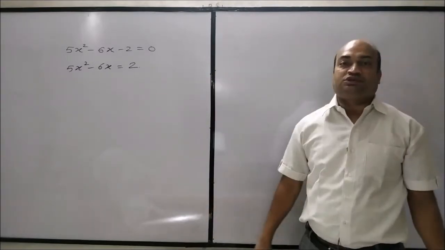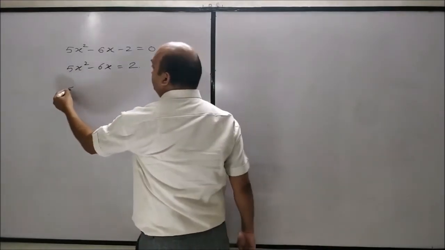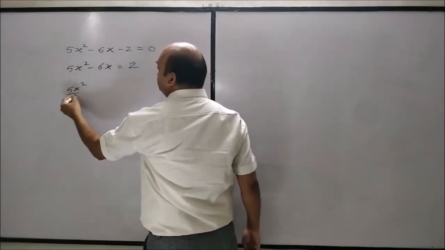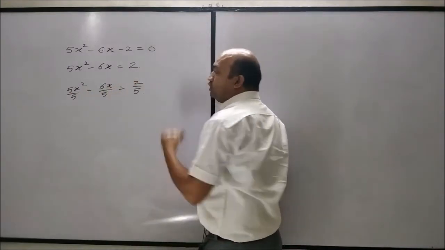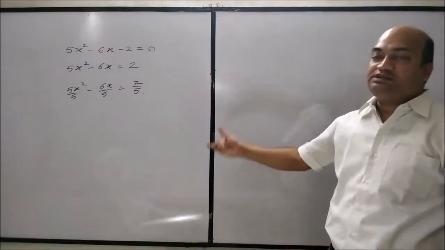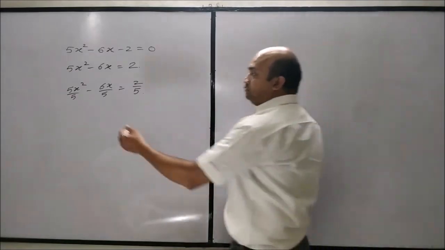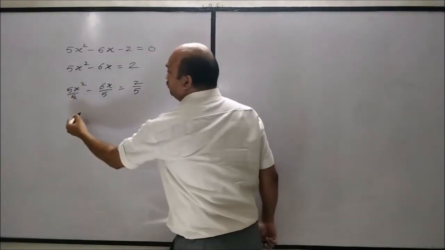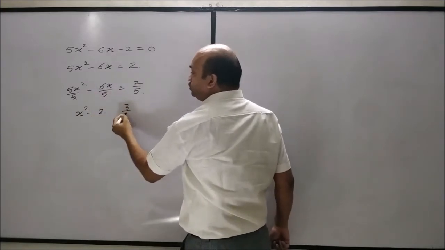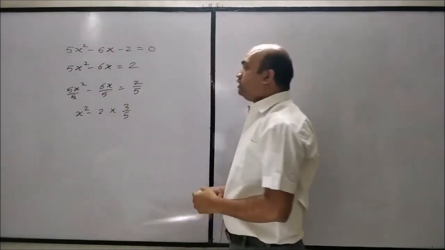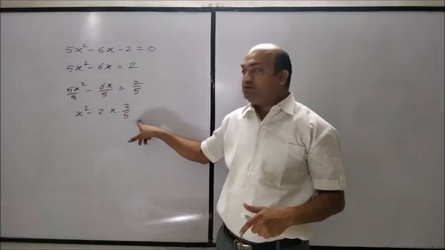Now the complete equation we divide by the coefficient of x square, that is 5. So it will become 5x square by 5 minus 6x by 5 is equal to 2 by 5. All the terms in the LHS as well as in the RHS we divide by 5. Now this 5 will be cancelled. We will get x square minus, this 6 we write 2 into 3, this x we write here and 5 here.